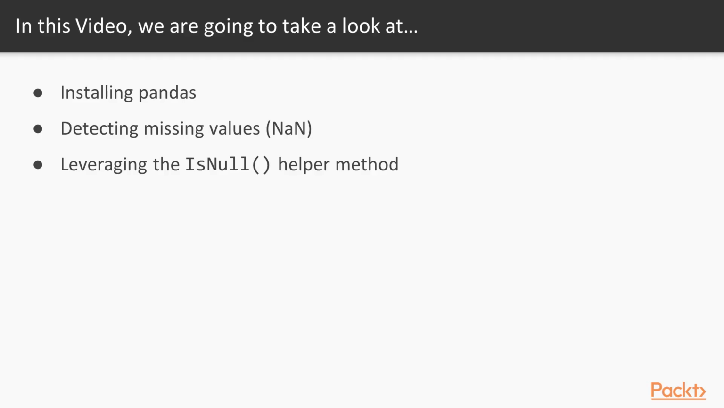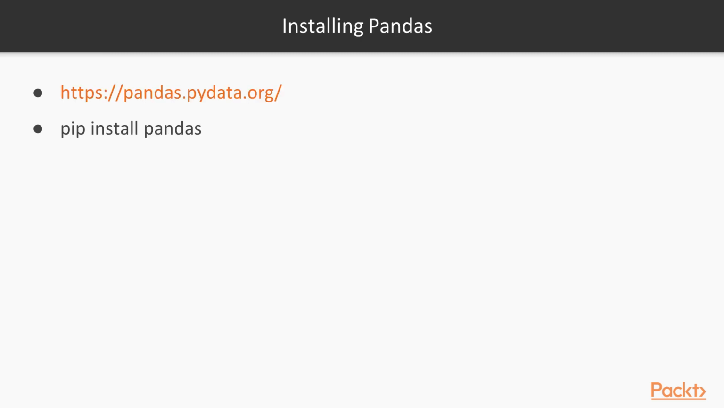We'll start by installing Pandas. Actually, this will be a reminder, because we did that in the previous section. Next, we'll be detecting missing values, not a numbers in this case, leveraging the isNull helper method that is available on the Pandas interface. So this is a reminder of installing Pandas. You need to go to that web page to check the documentation, and if you are not interested in it, just type pip install pandas. So let's go to the example.